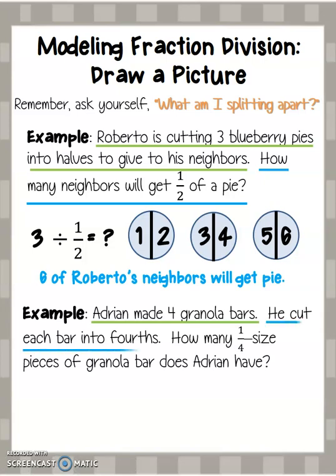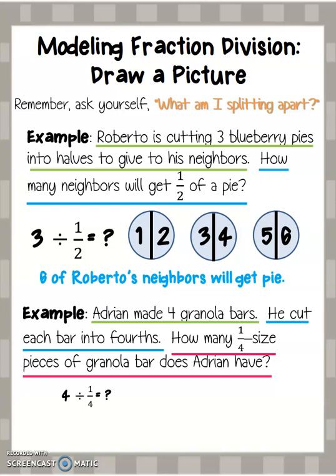The second sentence says he cut each bar into fourths. Well, when it says that he cut that apart, I know that's how I'm splitting it apart. So that tells me that the 4 granola bars is what's getting broken up, and specifically we're breaking them into fourths. Again, I saw that in word form here. Finally, the question sentence says, how many 1/4 size pieces of granola bar does Adrian have? So if I were to write an equation based on this story problem, I would say that I'm trying to solve 4 divided by 1/4.